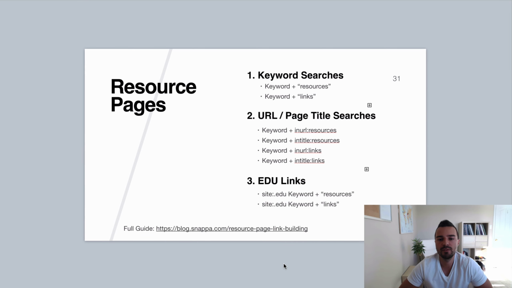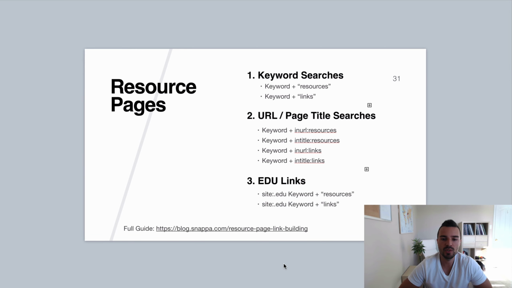So I've included a couple different search strings that you might want to use. So first you can just type in a keyword and then add resources or links, and it'll bring back some search results. But what works really well is if you use the inurl and intitle string along with resources or links. What that will do is it'll only show you results that actually have the word resources and links in the URL and in the title. So that's a really good way to filter out pure resource pages.